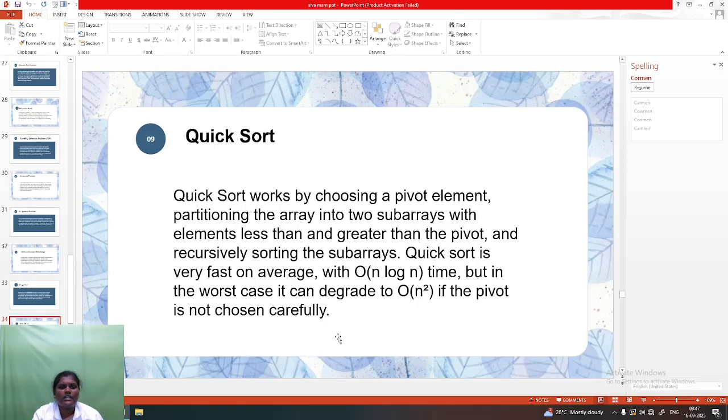Next one is quick sort. Quick sort works by choosing a pivot element and partitioning the array into two subarrays, with elements less than and greater than the pivot, and then recursively sorting the subarrays. Quick sort is very fast, and its average time is O(n log n), but the worst case can degrade to O(n²) if the pivot is not chosen carefully.